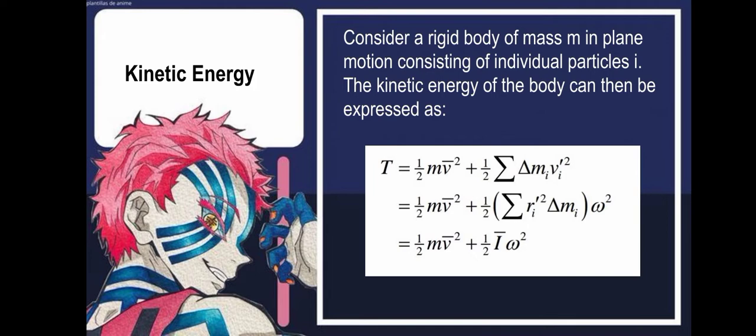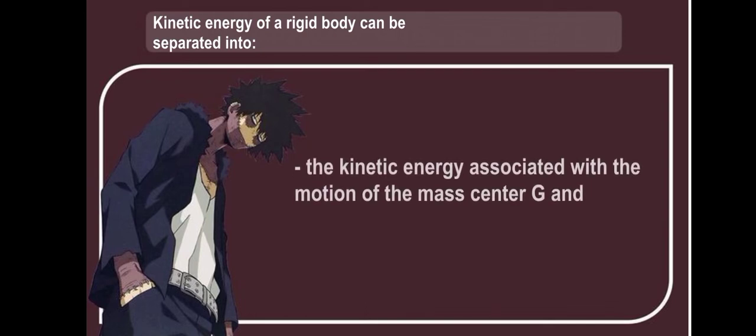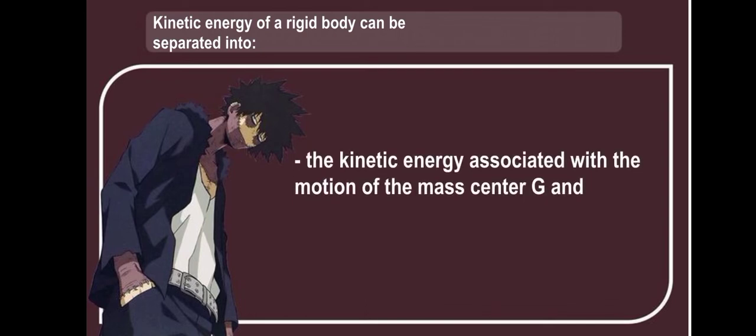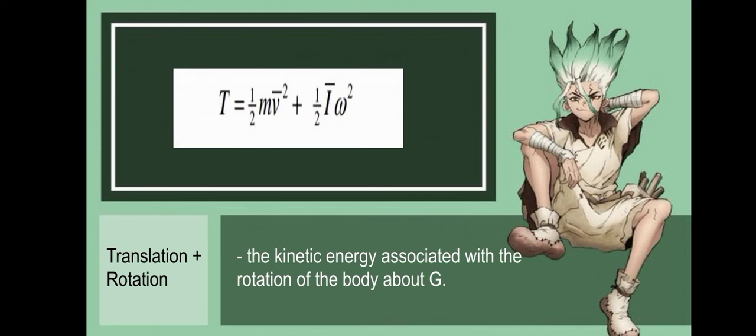I ω². So here, this 1/2 m v̄² is the translational kinetic energy, while this 1/2 I ω² is the rotational kinetic energy, which I'll further discuss later. Kinetic energy of a rigid body can then be separated into the kinetic energy associated with the motion of the mass center G, which is for translation, and the other one is the kinetic energy associated with the rotation of the body about G.